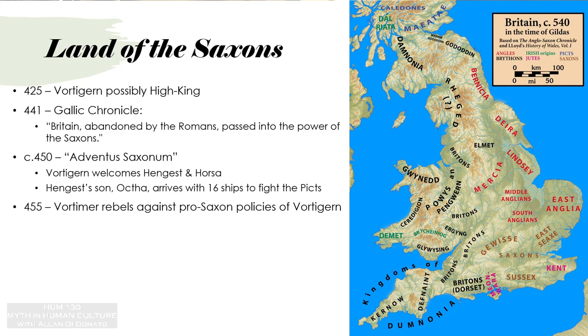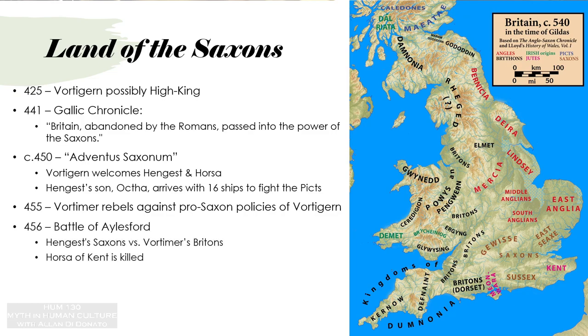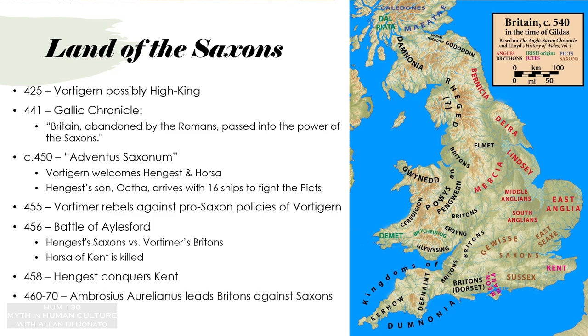By the way, we get most of this material on Vortigern from a 9th century historian known as Nennius, the Historia Britonum. Actually, it's attributed to Nennius, but a lot of people doubt that he actually wrote it. Anyways, around 456, you have this supposed battle at Elsford, where the Saxons are fighting the Britons, and we have the situation that I just described. So I'm not going to go any further describing it here.